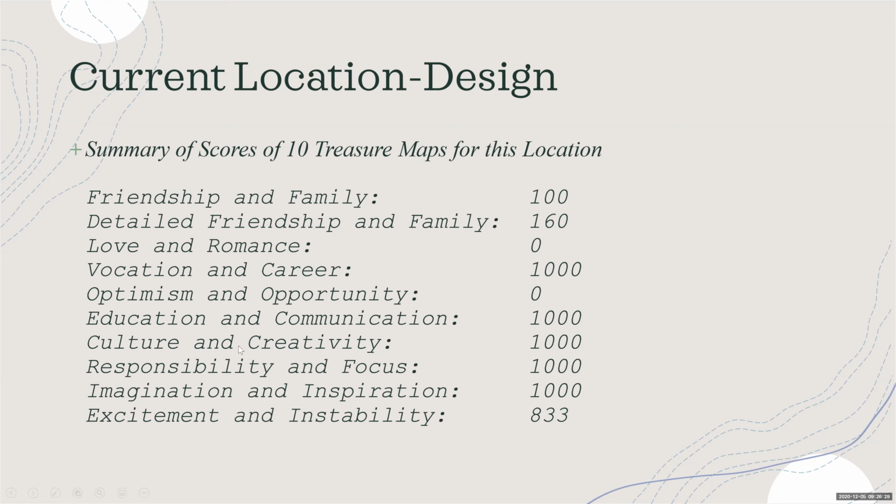But you can see my responsibility and focus score wasn't really high in my natal design, but in this one, it is 1,000. It's very high. Actually, the excitement and instability comes down a little bit here, but education and communication 1,000, vocation and career 1,000. It's what I've been seeing the more I do these: I'm seeing where the pieces fit together. So we might be missing an area in our natal chart, but when we look at the design side, we start seeing where these pieces come together to create the whole.